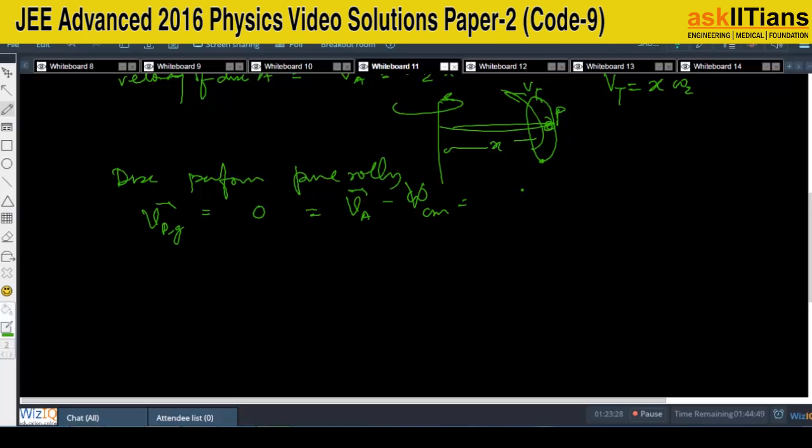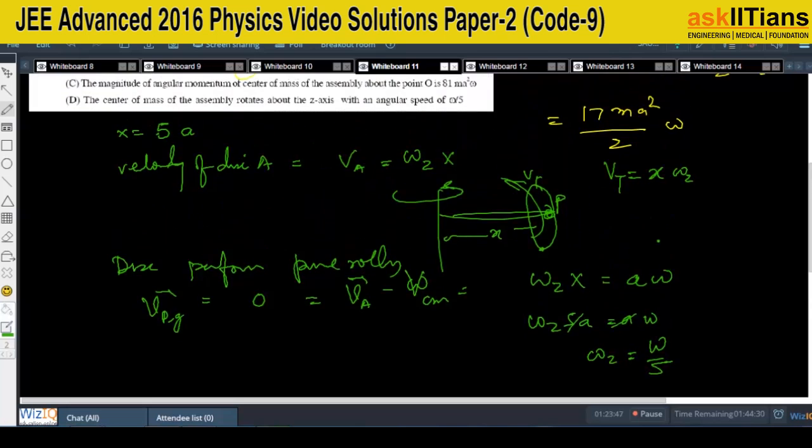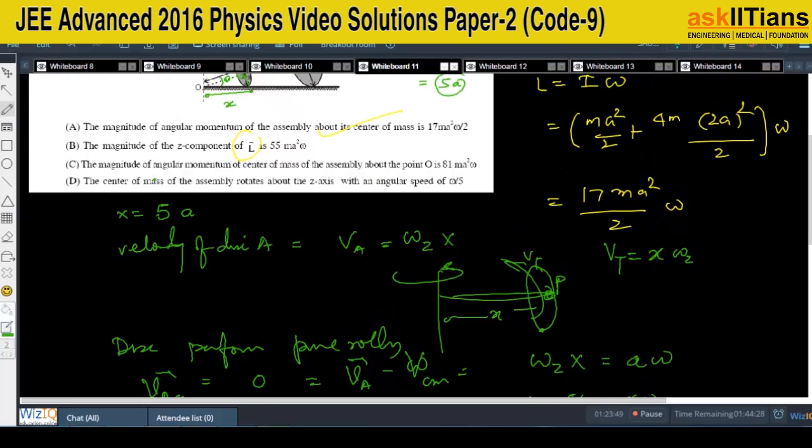So that should be equal to omega z into x, which equals the length a into omega. From this part, x is 5a, so a omega. a would cancel out, so we got omega z is equal to omega by 5. So option D is correct. Option C is the wrong choice. Option B is again the wrong choice, but option A is the correct choice.